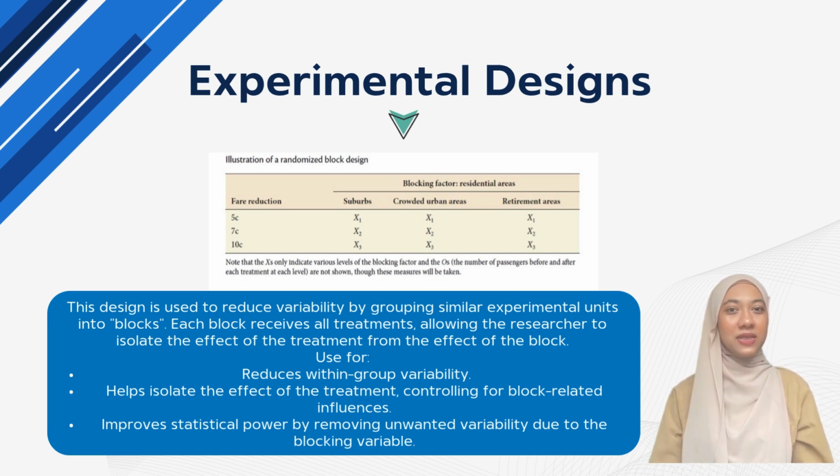Randomized block design is used to reduce within-group variability. Next, it helps isolate the effect of the treatment, controlling for block-related influence. Lastly, it helps improve statistical power by removing unwanted variation due to the blocking variable.